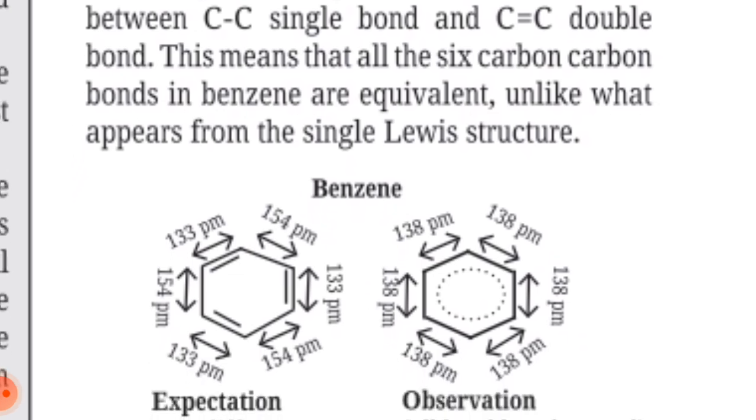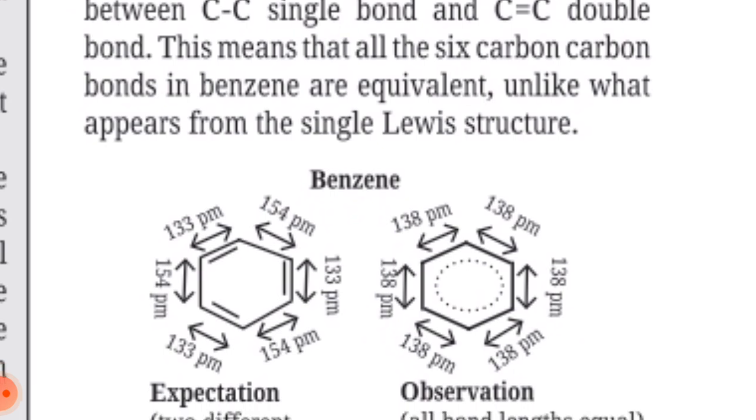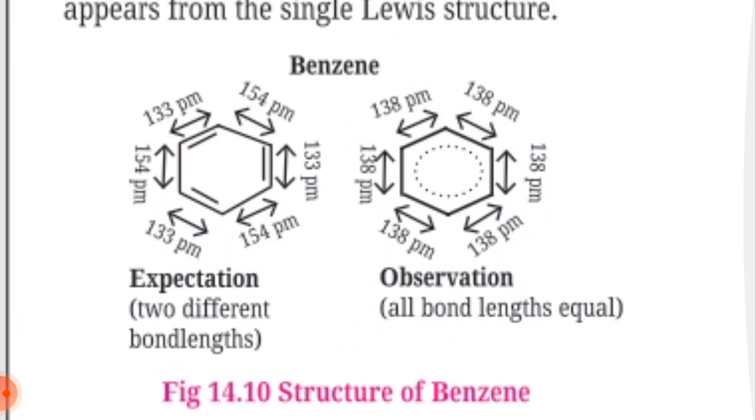This means that all the 6 carbon-carbon bonds in benzene are equivalent, and this is not what appears from a single Lewis structure. Benzene: expectation 133 picometer and 154 picometer, observation 138 picometer. Expectation: 2 different bond lengths; observation: all bond lengths equal.